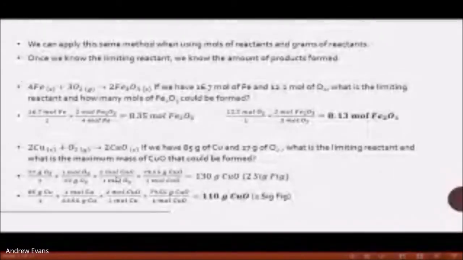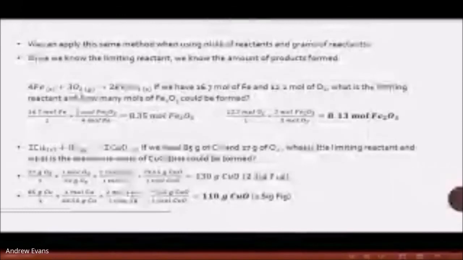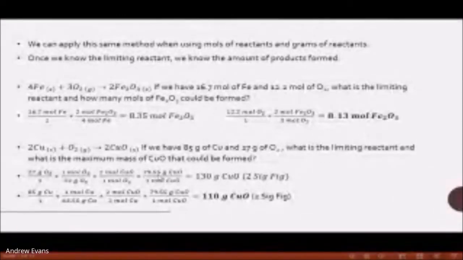For every 1 mole of oxygen, those two cancel. I'd get 2 moles of copper oxide. And copper, which is like 63.55 grams, making the molar mass 79.55. For every 1 mole of copper oxide, we would get 79.55.